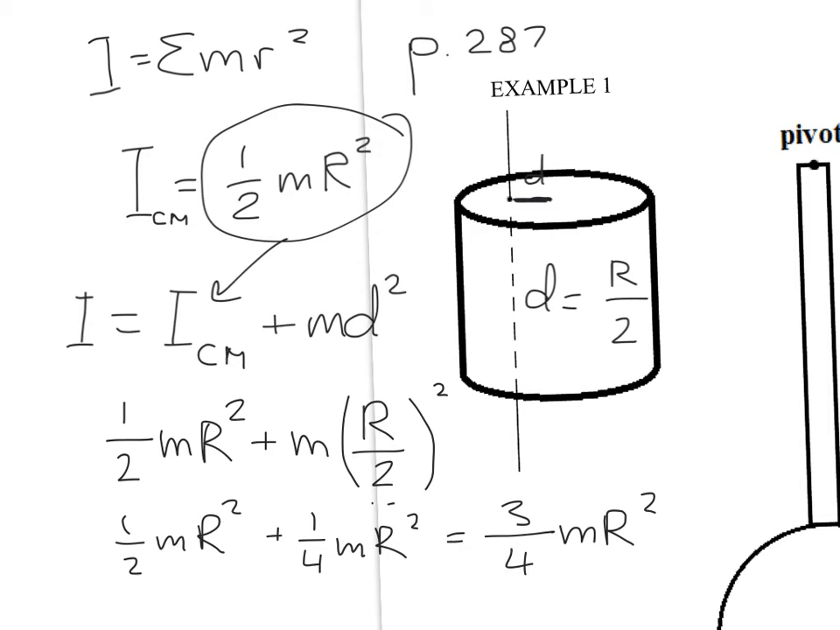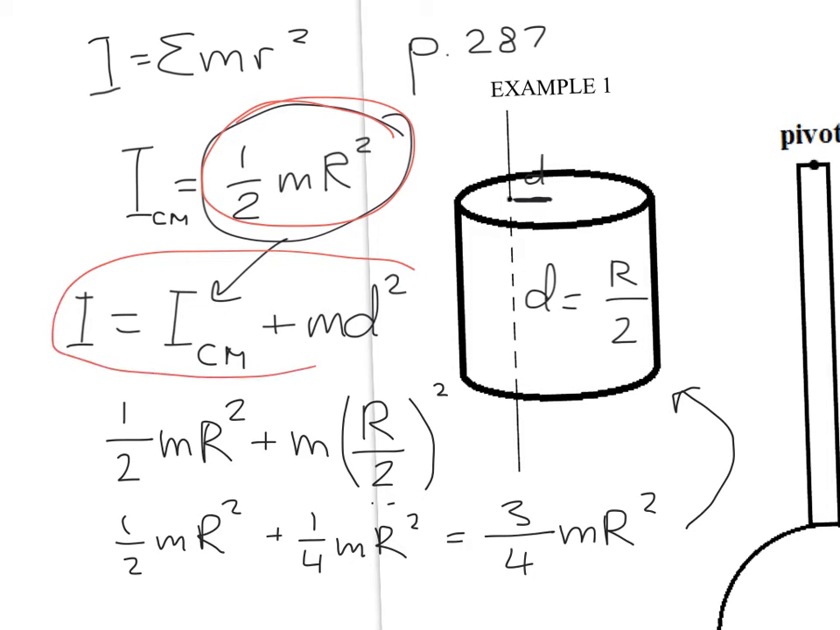All right, so that would be then the moment of inertia for this cylinder, which is not rotating through its center of mass. If it were rotating through its center of mass, again, we could just use this formula right here, but since it's off-center, we're going to have to resort to the parallel axis theorem.